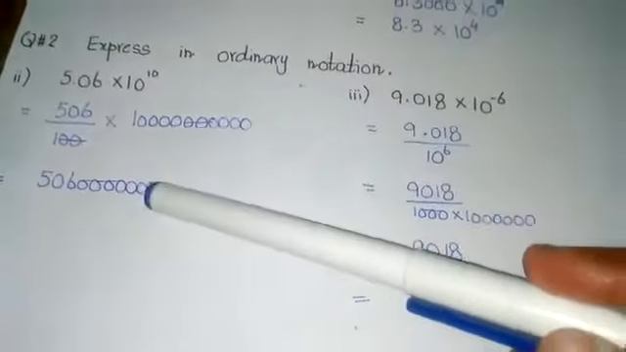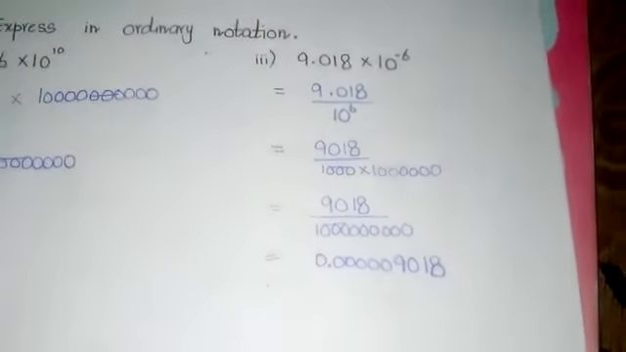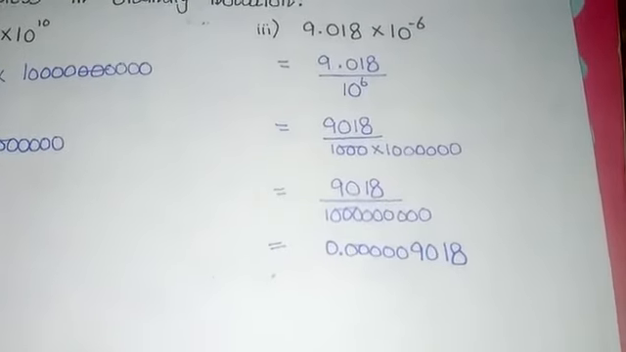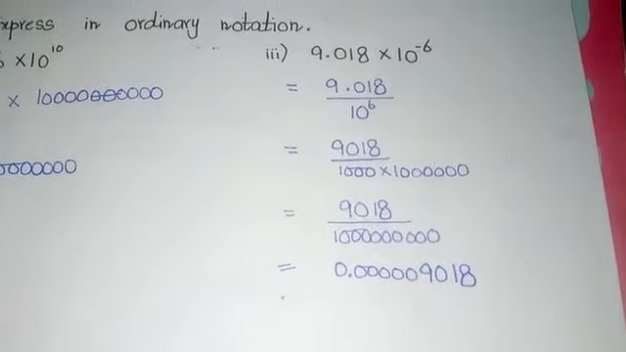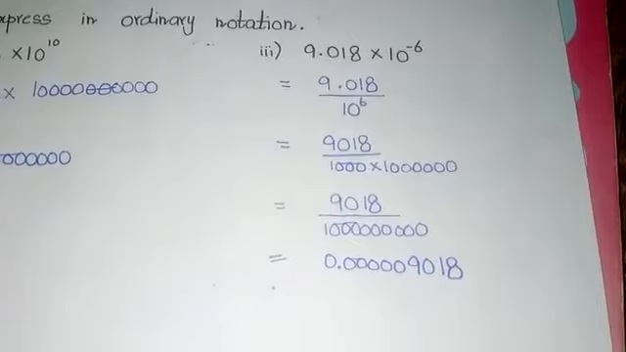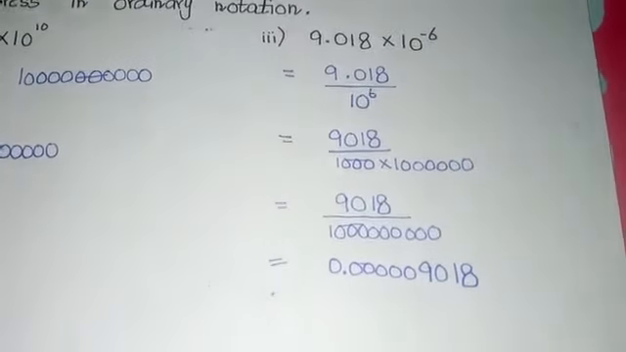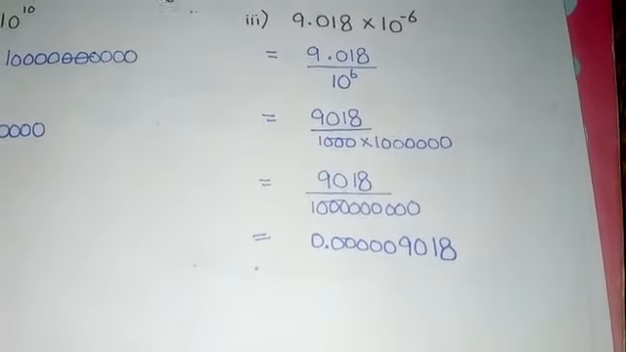So what are the steps? In order to convert any scientific notation into ordinary notation, you have to make any negative power positive. Then in case of any decimal, you will remove the decimal. And the third step, you will write the 10 raised to power into simple numbers and then solve according to the question. I hope it is clear to you.